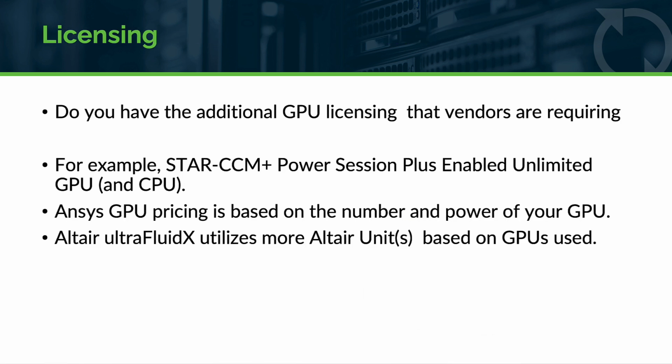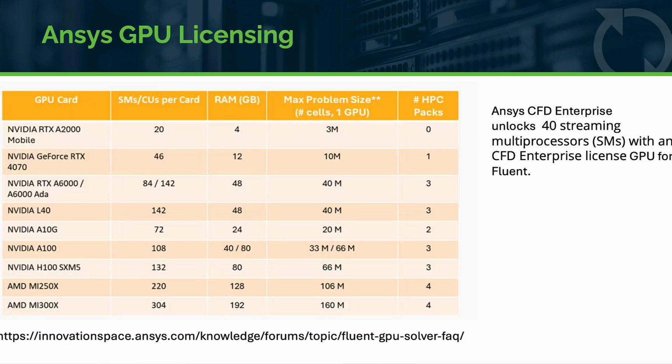Then we're going to talk a little bit about licensing. Almost every vendor has a different way that they do the licensing. Siemens Star CCM Plus, you need a Power Session Plus enabled that basically lets you run unlimited GPU or CPU, similar to like a power license, but this one's for GPUs. Specifically enables unlimited GPU. Ansys's GPU pricing is a little bit more tricky. It is based on the number and the powerfulness of your GPU, which we'll talk about. And Altair UltraFluidX uses their Altair units based on the number of GPUs used.